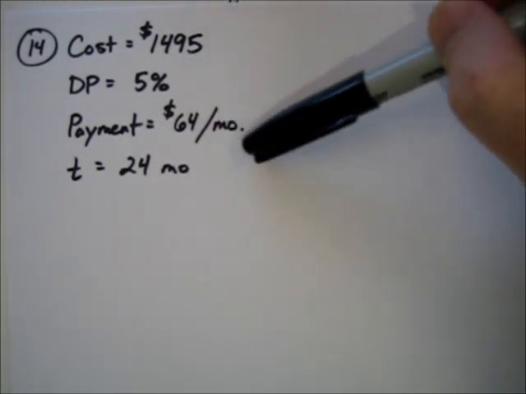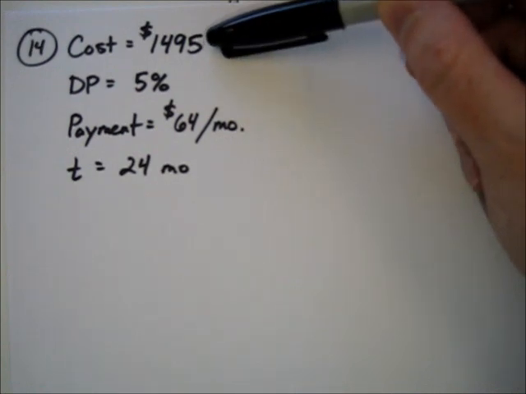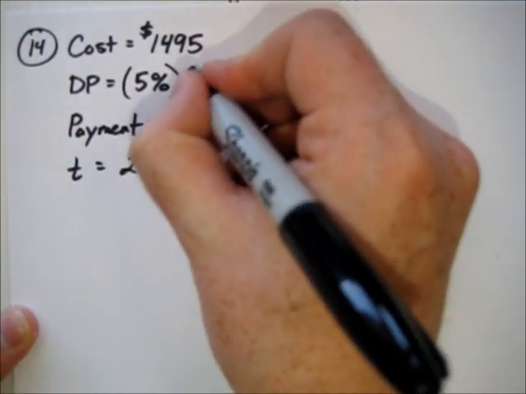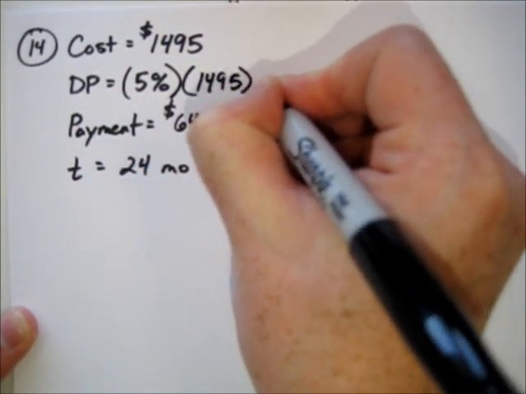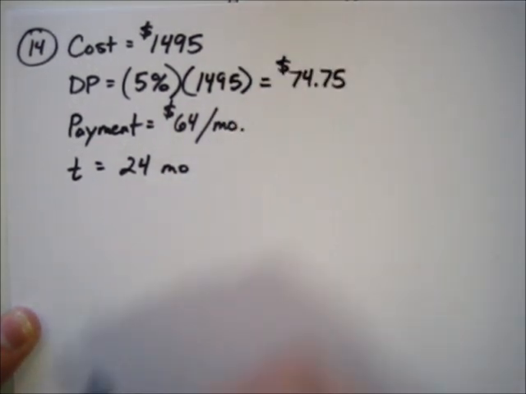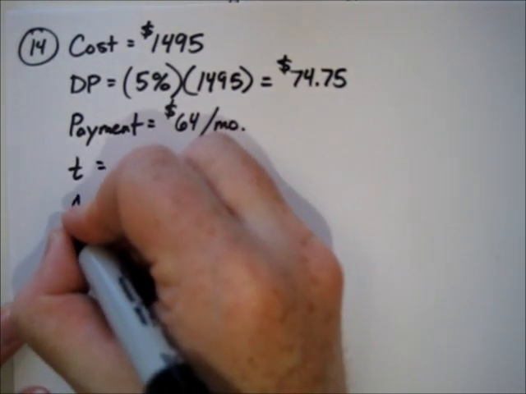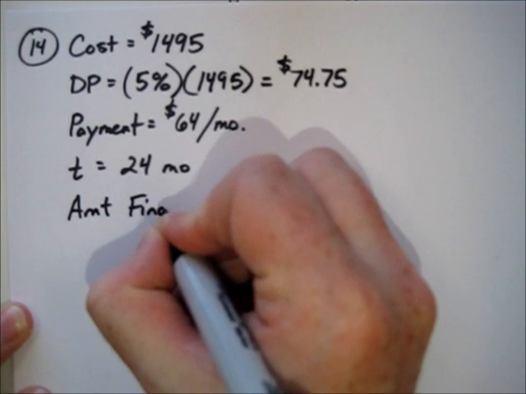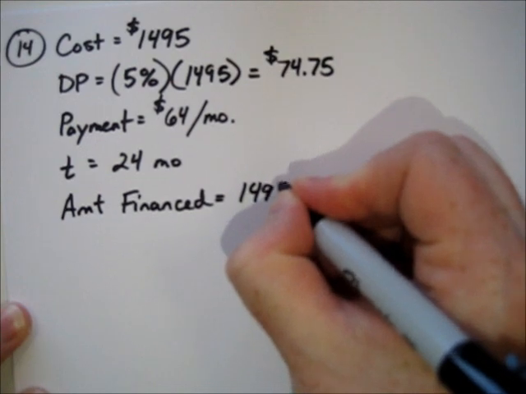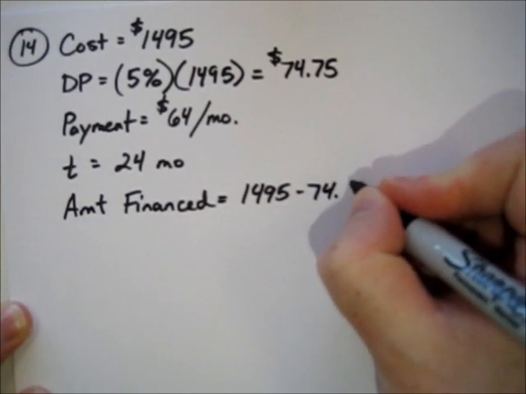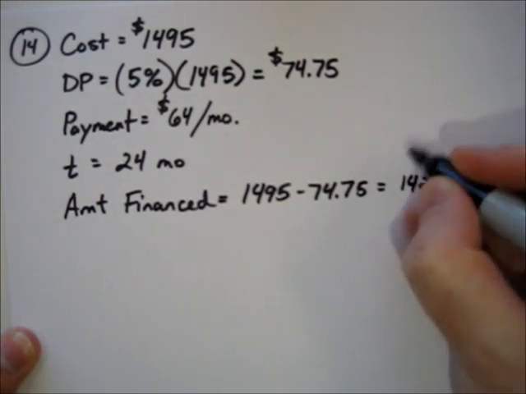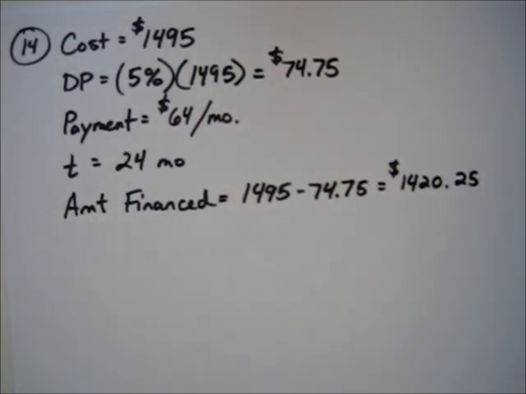So I've written down the pertinent information here. Cost was $1,495. She's going to make a down payment of 5%. Well, we can go ahead and calculate that value. 5% of what? Well, 5% of the $1,495. So we type that in our calculator, and we get $74.75. So the amount that she actually financed was not $1,495. It was the difference between $1,495 and the down payment of $74.75, which is $1,420.25. So that's how much she actually borrowed.